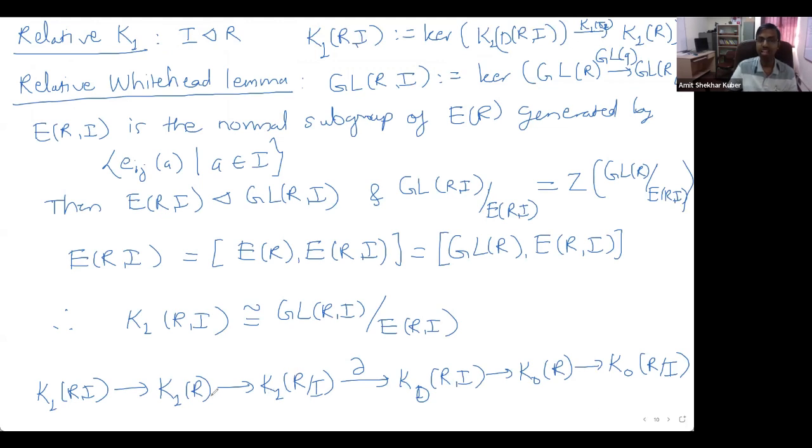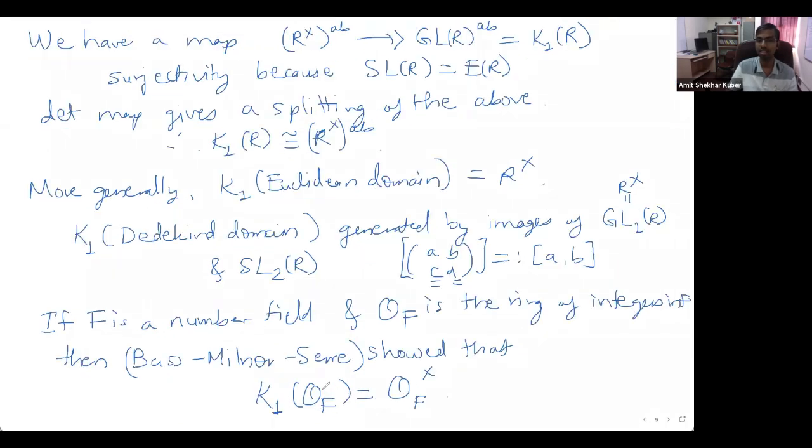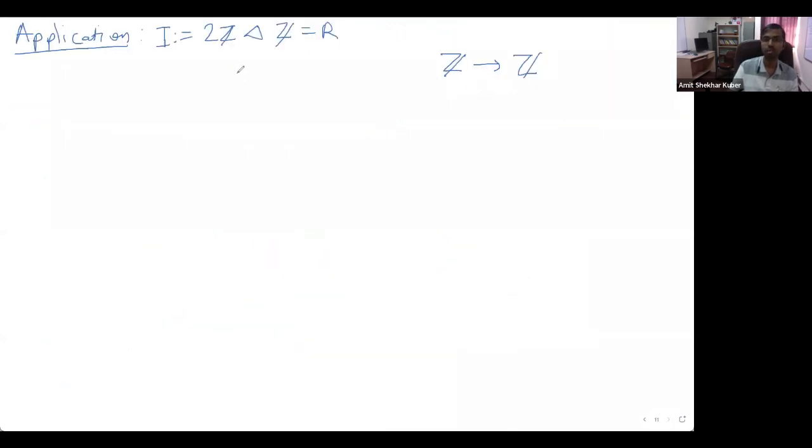Then what is K1 of Z? K1 of Z we have seen using Bass-Milnor-Serre. It's the ring of integers in a number field, so it is the multiplicative group of units. So that is plus minus 1. Whatever K1 of R, I is, we don't really care about that at the moment.